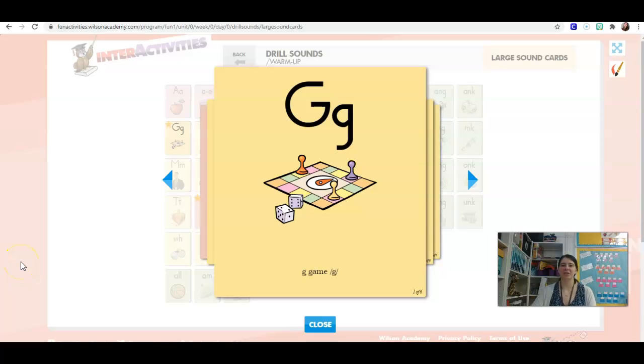Today we're going to start our foundations by just reviewing a couple of our letters and sounds. Let's look at our first letter right here. What letter is this? That's right, it's our letter G. And what sound does this letter make? That's right, it's our G sound for G, game, G.